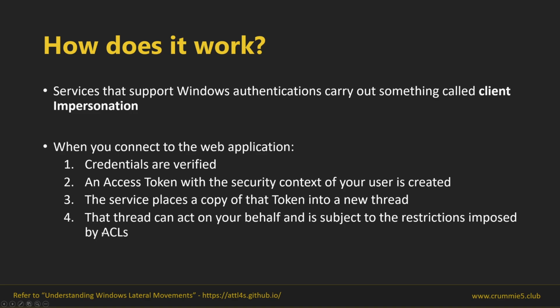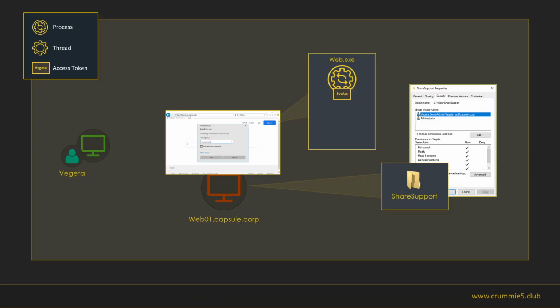Windows can verify who is accessing the folder and check the access control entries of that folder. If the access control entries say that Vegeta has access, and Windows can verify that this token is Vegeta's token, then Windows can allow that thread to list the folder. So it's something like this.